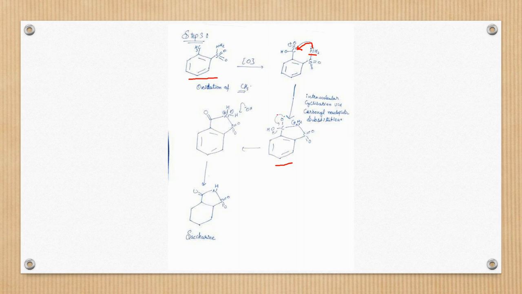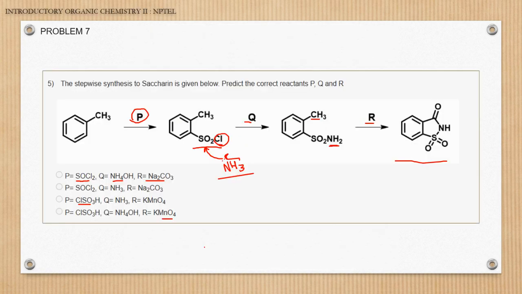So when this O minus comes down, this OH leaves out. After that, the OH minus which leaves out will abstract the proton from the nitrogen to form a neutral molecule, that is water. So here you will get the formation of saccharin. So this is how it is done.